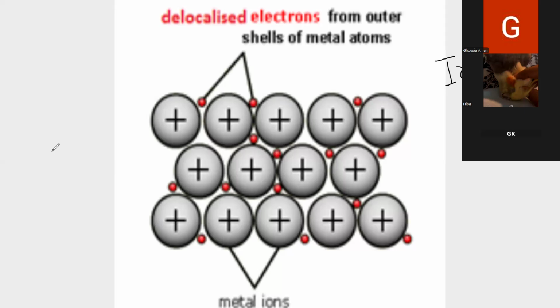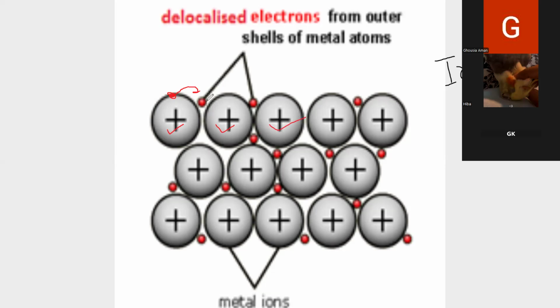The electrons which are there in the last shell are so far away from the nucleus that they are very weakly attracted by the protons. As a result, they can no longer remain in their shell and they are given out. So these red color particles are the electrons which are given out by each atom. As soon as the electrons are given out, each atom will get a positive charge because loss of electron gives a positive charge.